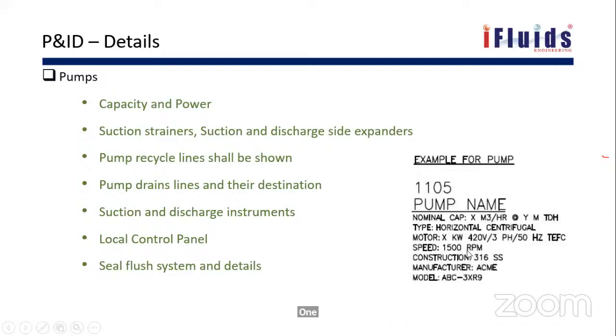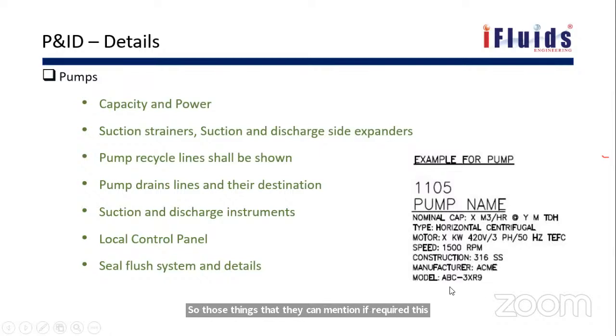If it is VFD, then no need to mention that RPM. And then the construction of the pump: generally, the pump will be manufactured with a higher grade MOC. Even if the body is carbon steel, the impeller will be made with stainless steel or some other higher grade. And the manufacturer, some company name, will be there. So those things they can mention. If required, the manufacturer is optional only.